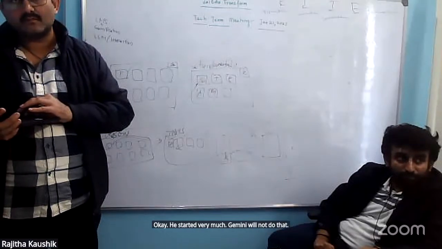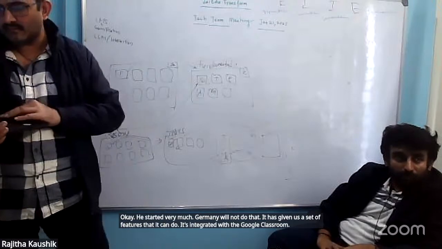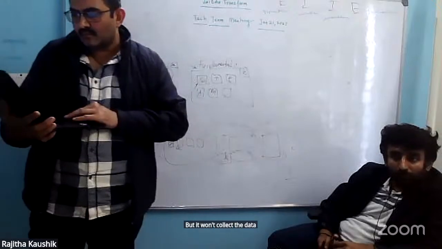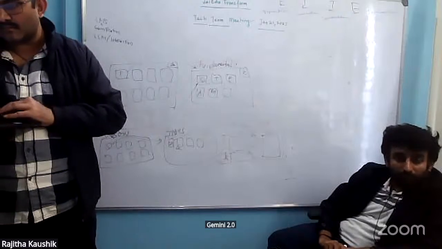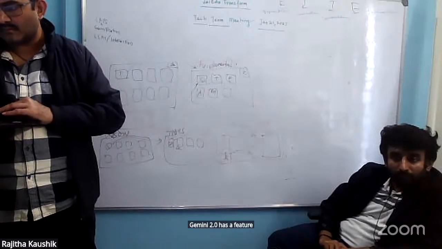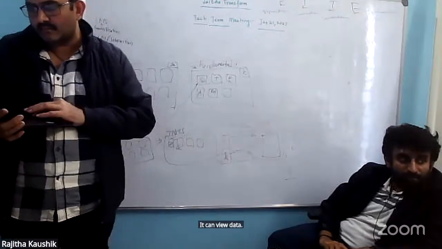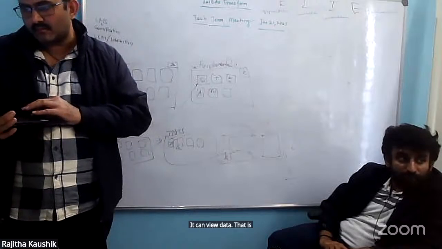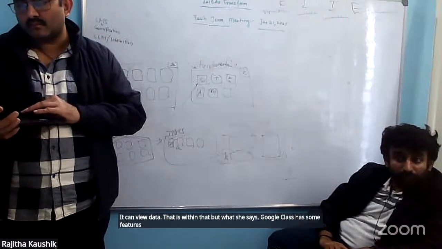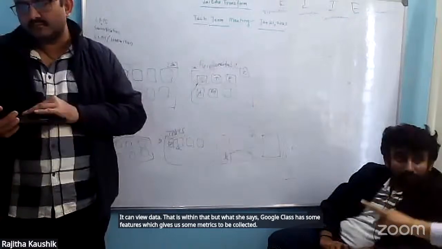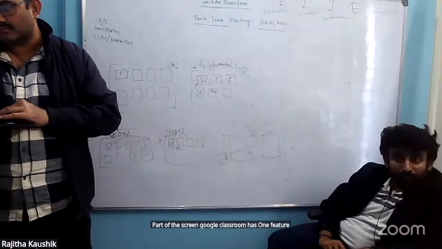It has given us a set of features that it can do. It is integrated with the Google Classroom, but it won't collect the data unless we ask. See, Gemini 2.0 has a feature with which we can watch what video is playing, and it can answer questions based on that. It can give you data. That is within that part, but what she says is that Google Classroom has some features which give us some metrics to be collected.